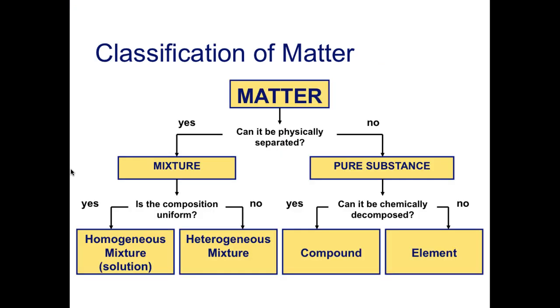Matter can be classified into many different categories. You have this overarching concept called matter. Then you have two things. Can it be physically separated? Either yes or no. If it can be physically separated, it's a mixture. If it cannot be separated, it's a pure substance. And then underneath mixture, we have two umbrellas. We have homogeneous mixture and heterogeneous mixture, which you might have heard before in another science class. Or if it's a pure substance, it can be a chemical compound or an element.